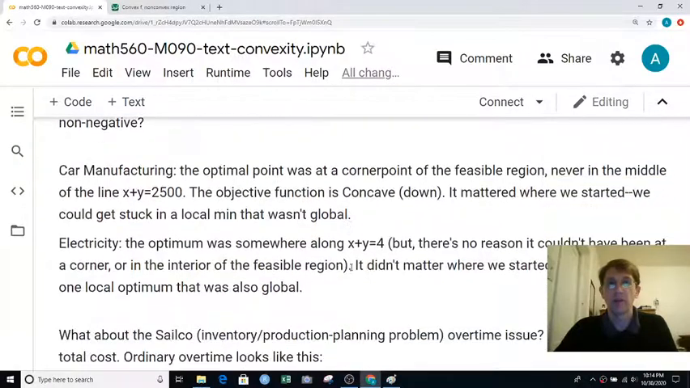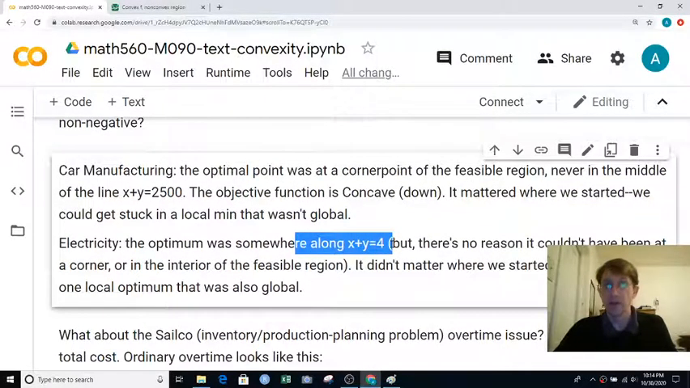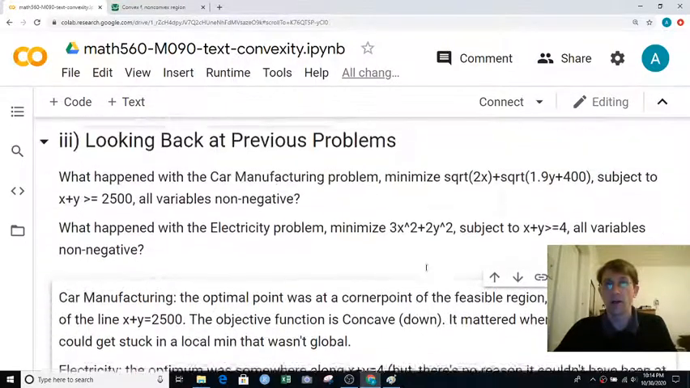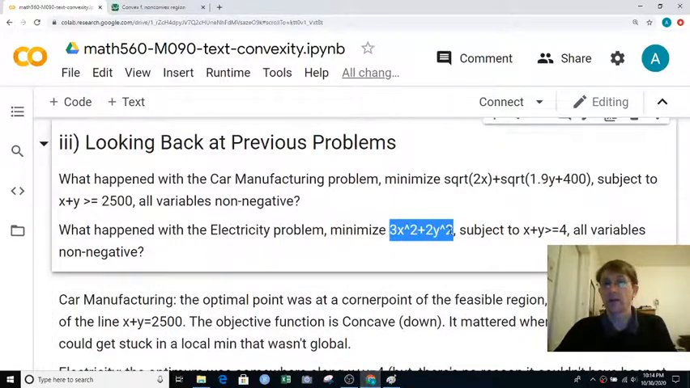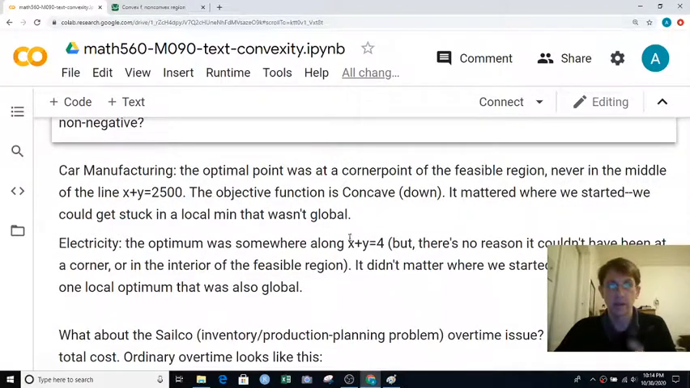For the electricity problem, we were optimal along a boundary. Now, I'm not saying it would always be along a boundary. It could be at a corner point. It could be in the interior. But we never got trapped in a local minimum that wasn't global. And that's because we were minimizing a concave up function, or a convex function. So that's why I posed those two problems, to see those two big things that happened.